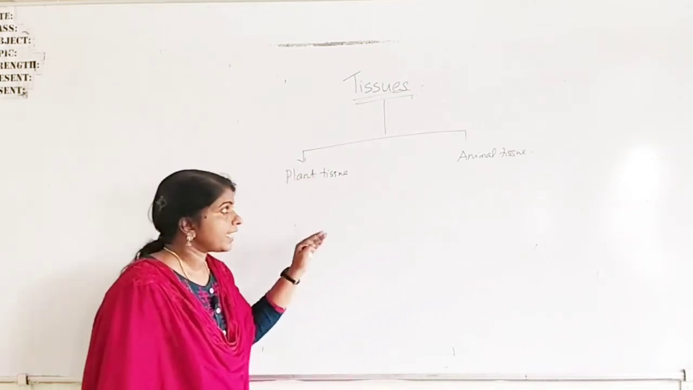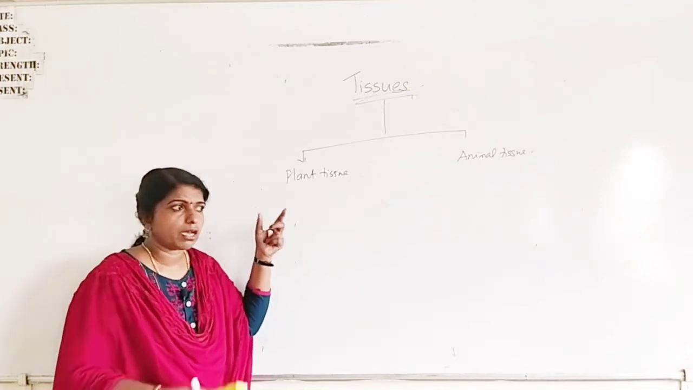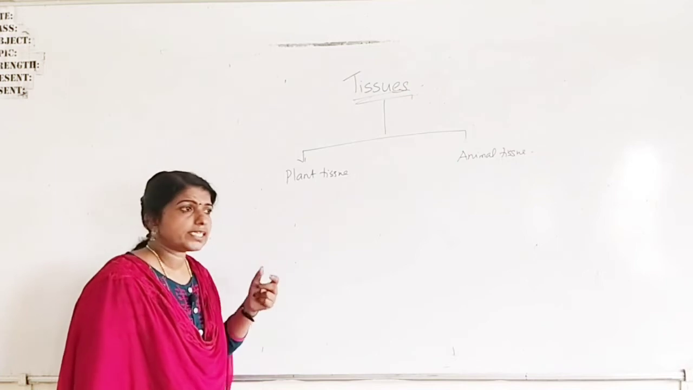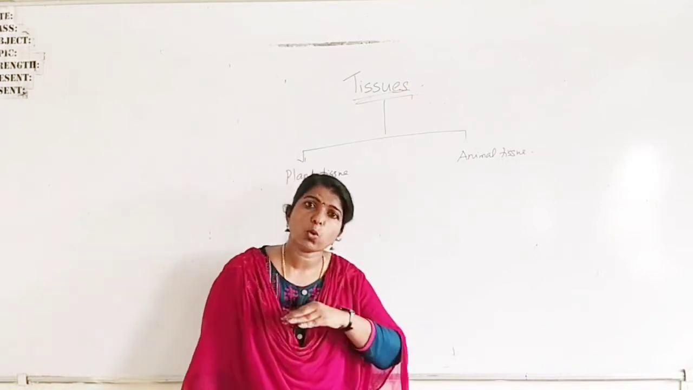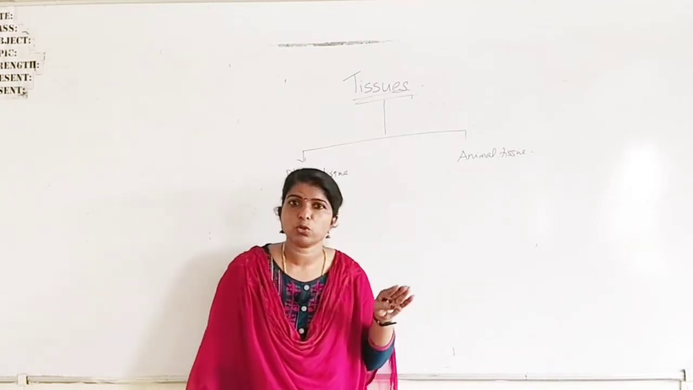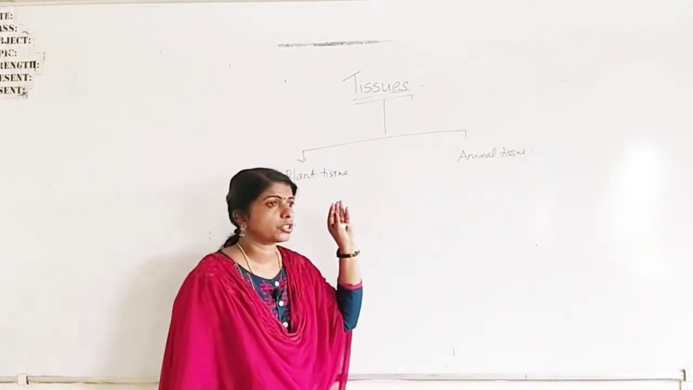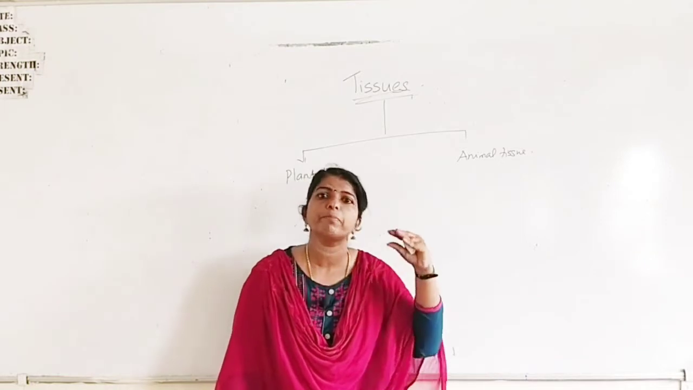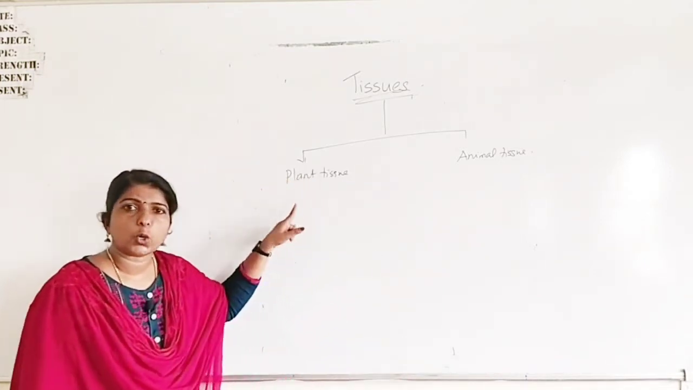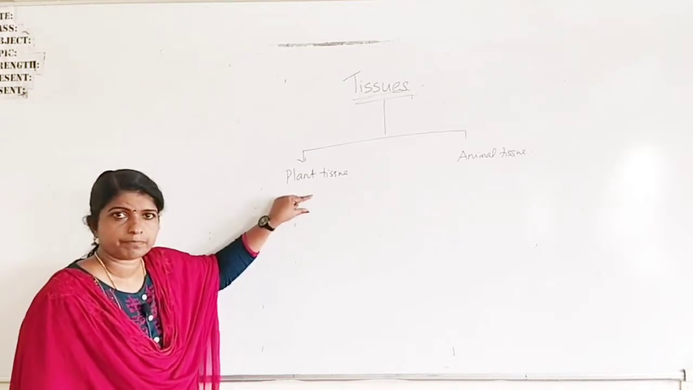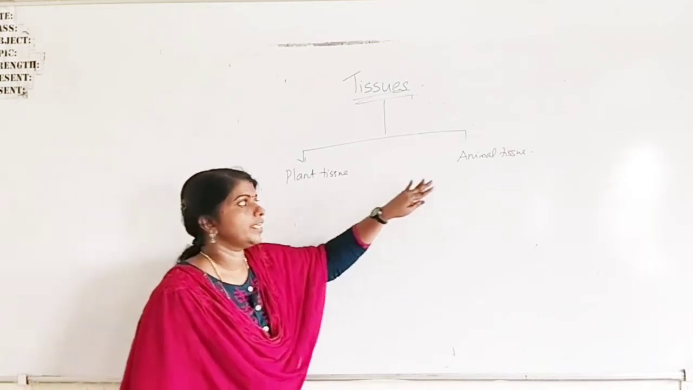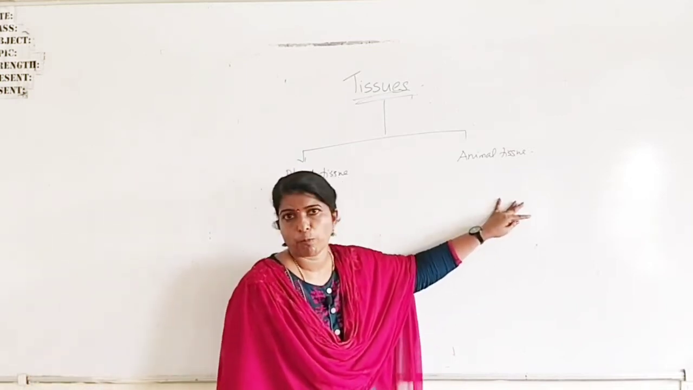Second difference is based on the growth pattern. Here the plant tissues are able to grow throughout their life. But animal tissues can grow only up to a period. Then the next one, here the growth is localized. The tip region normally grows. It is localized. But here the growth is uniform.